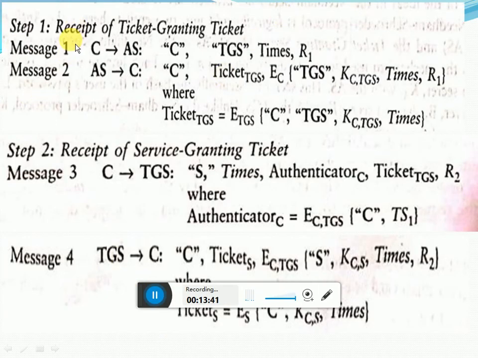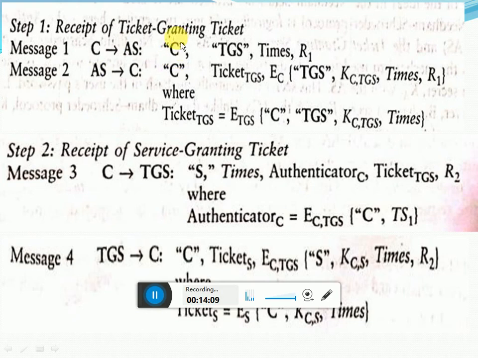As I said, in the first step, 2 messages are exchanged between a client and a server. The server involved here is the authentication server. So message 1 is moving from the client to the authentication server. This arrow indicates the same. And message 2 is moving in the opposite direction, that is, from the authentication server to the client.